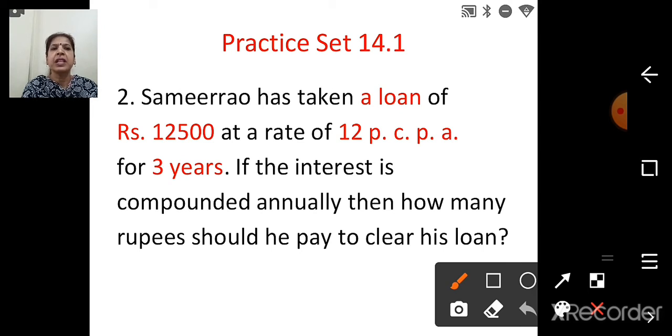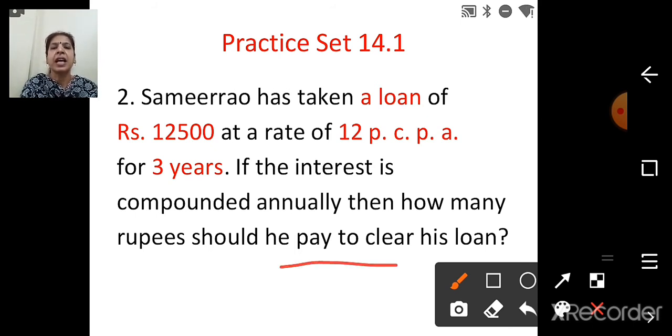Samir Rao has taken a loan of rupees 12,500. It means this is our principal. This is the loan taken, so this is the principal, P is 12,500. The rate is 12% per annum, that is R. The duration, that is N, number of years, is 3. Then they are saying interest is compounded annually. Compounded annually means we have to follow the formula of compound interest. And then, how many rupees should he pay to clear his loan?